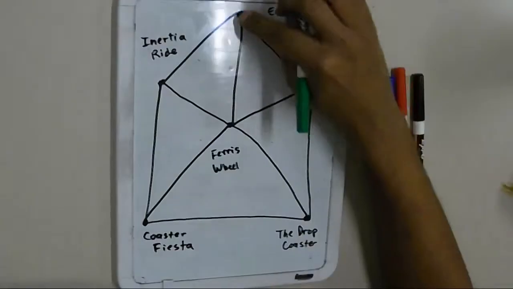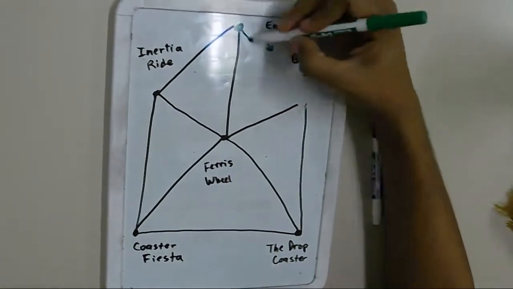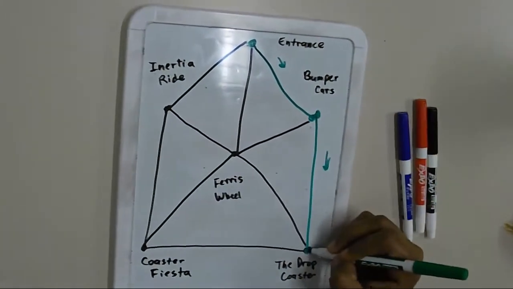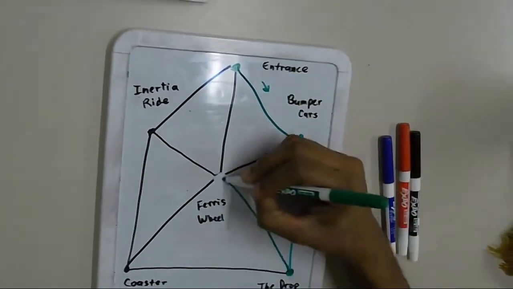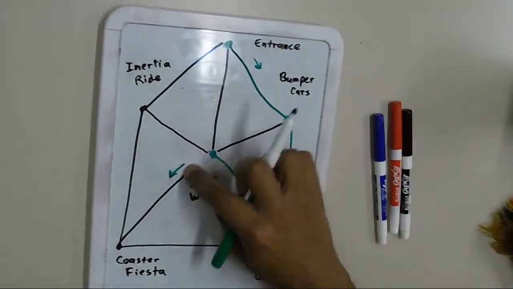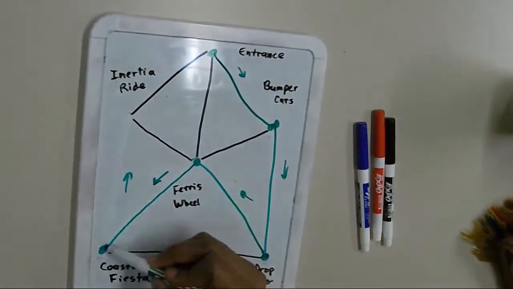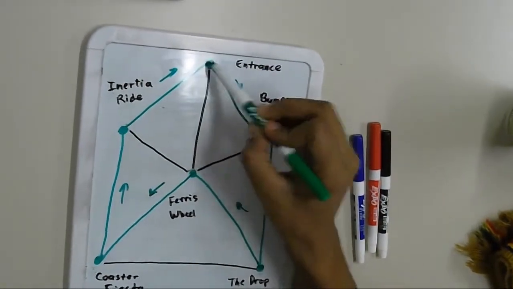You may have used a Hamilton cycle without realizing it. Maybe you went to a theme park and wanted to ride every attraction once. However, because queue lines can take some time, you wanted to take the quickest route between each ride, never needing to cross back over the same paths. Since you start at the entrance, a logical sequence might be going directly to the bumper cars, then to the drop coaster, then to the Ferris wheel, then to the coaster fiesta, then to the inertia ride, and when you've finished, you can go straight back to the entrance to leave. You've made a Hamilton cycle.